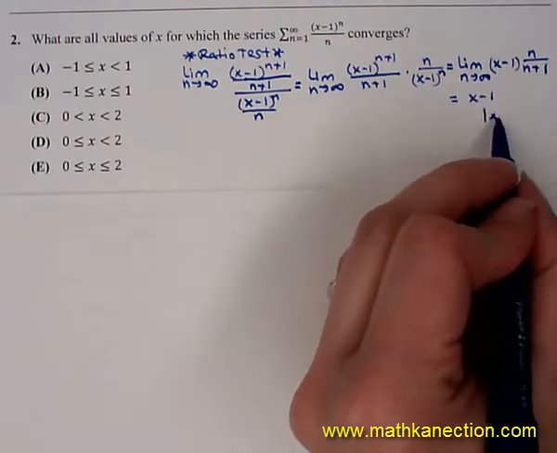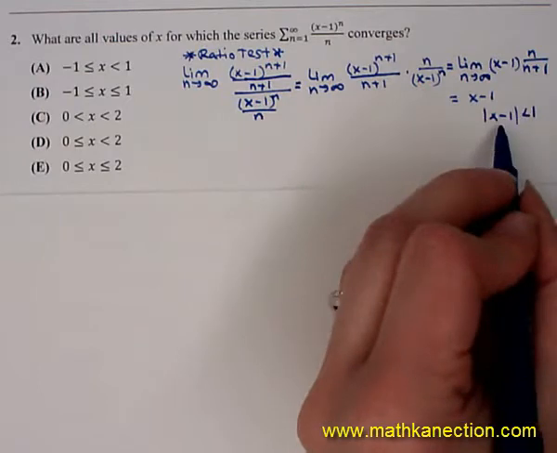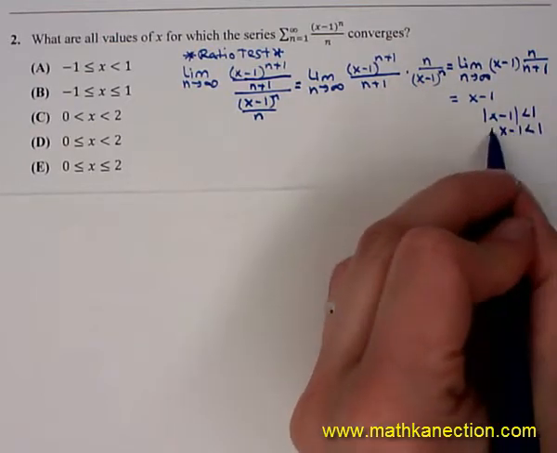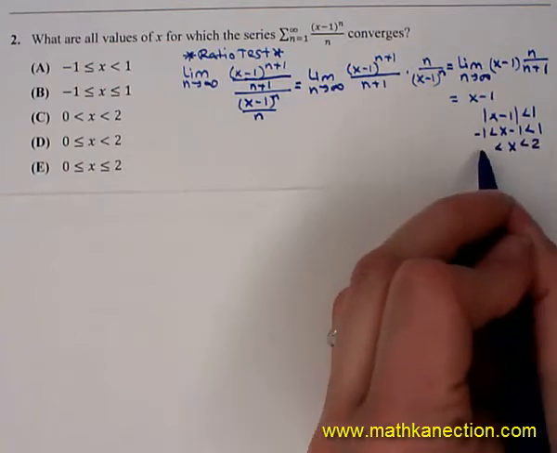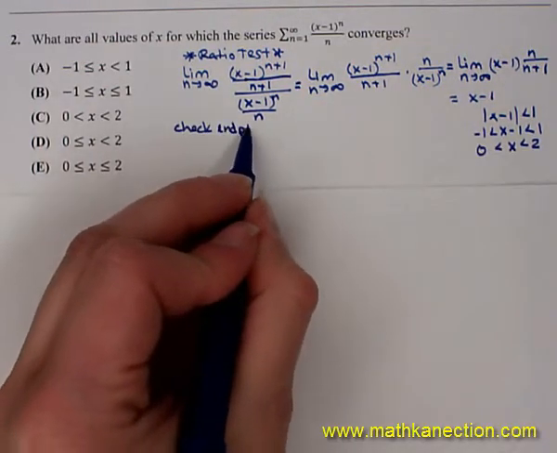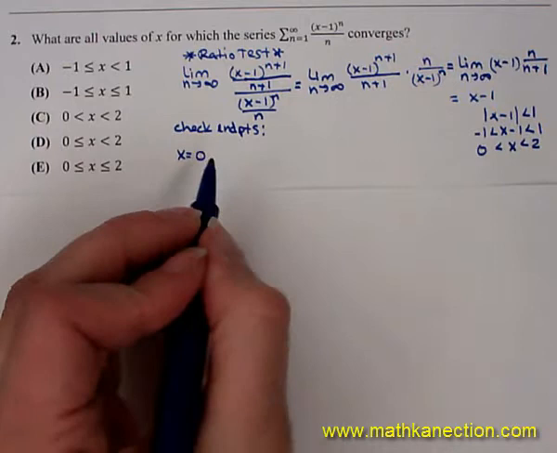So that leaves us with x minus 1. Taking the absolute value of x minus 1 less than 1. So x minus 1 is between negative 1 and 1. And so x is between 0 and 2. And now we need to check the endpoints to find out if any of the endpoints are converging.